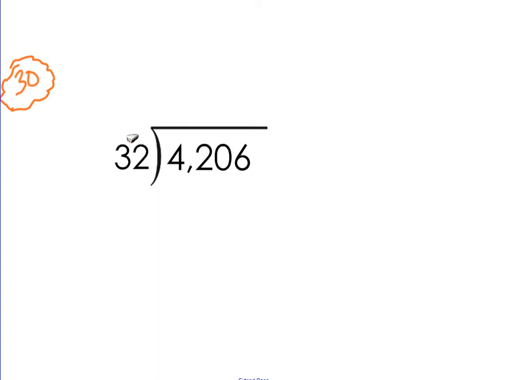So I'm going to ask myself, how many 30s go into 4? Well, none do. So how many 30s would go into 42? Well, 1 does. So now I'm ready to multiply. 1 times 2 is 2, and 1 times 3 is 3. I'm going to subtract, and I get 10. I'm going to bring down the 0.